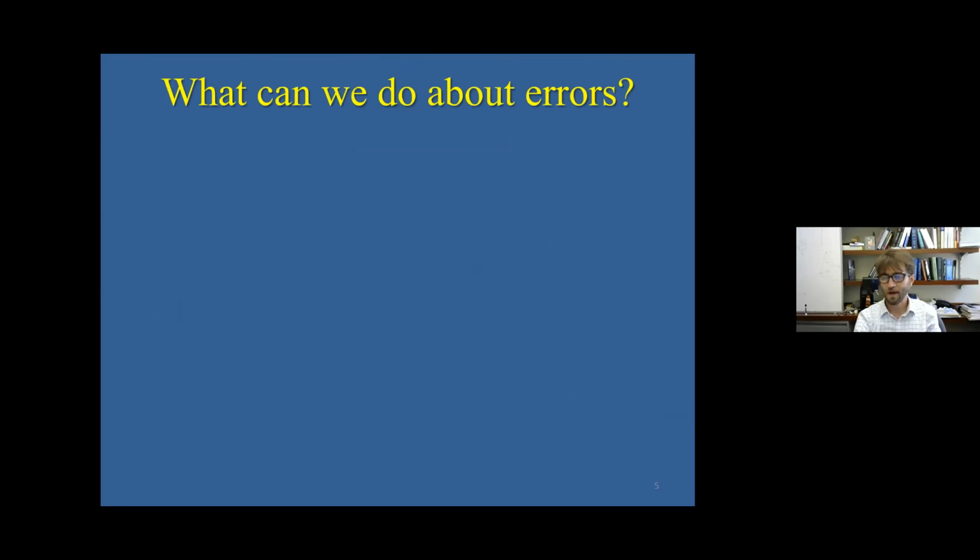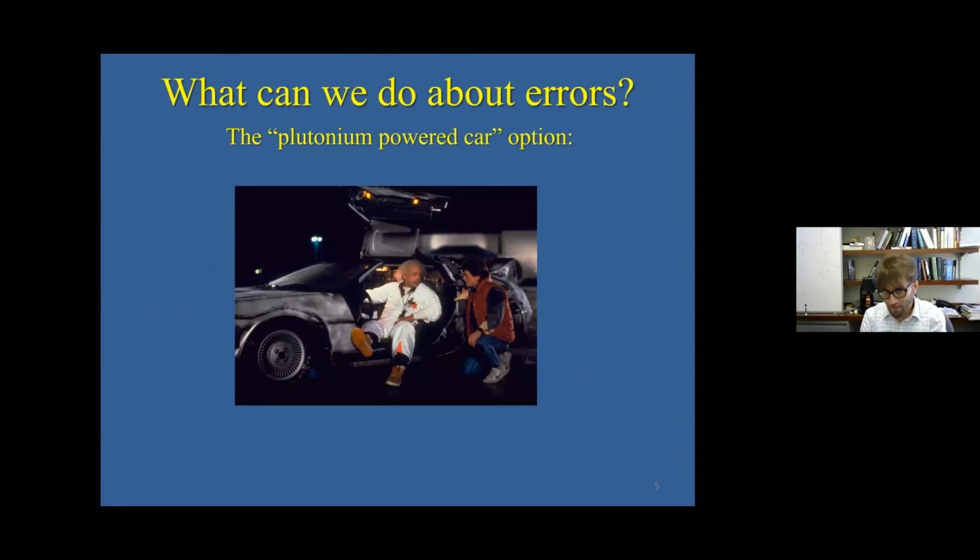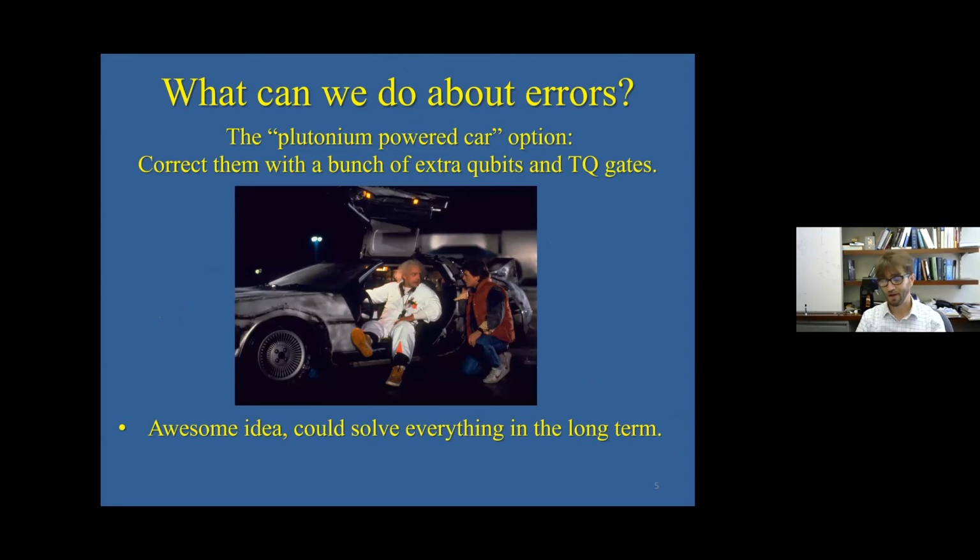So what can we do about errors? One option is what I'll call the plutonium-powered car solution. If you imagine the possibility of a car powered by plutonium, that is awesome. So our option that is like that is to correct errors with a bunch of extra qubits and 2-qubit gates. This is a brilliant idea, absolutely, and just the existence of this idea is really important. It could solve everything that we do.